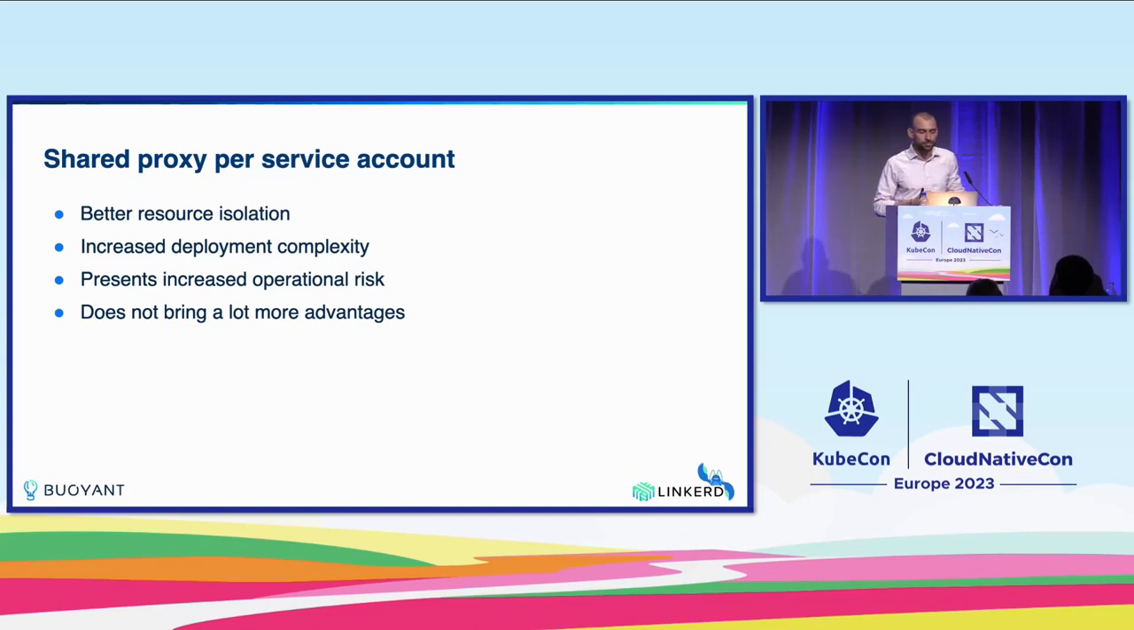There is arguably a little bit more improved resource utilization, because you could argue that pods that are part of the same service account are likely to exhibit similar resource consumption characteristics. But again, this presents increased operational risk, and it doesn't bring a lot more advantages, because it makes deployment hard. You're again dealing with multi-tenancy, and with the unpredictability of what pods are actually using this particular proxy at any given time.